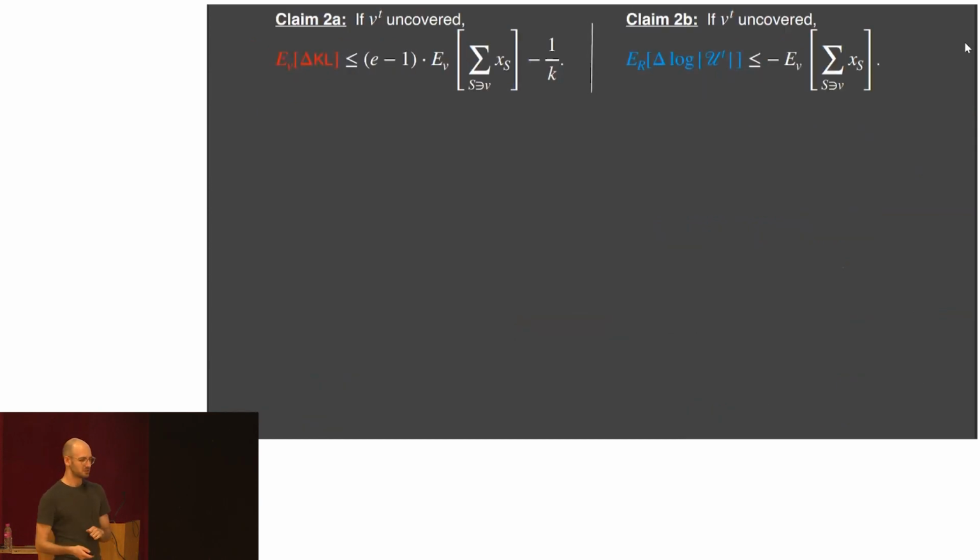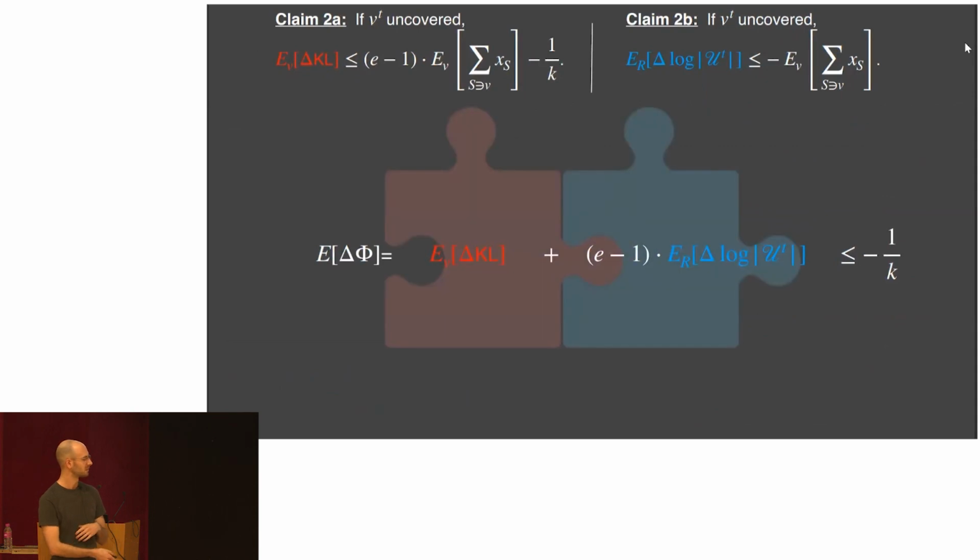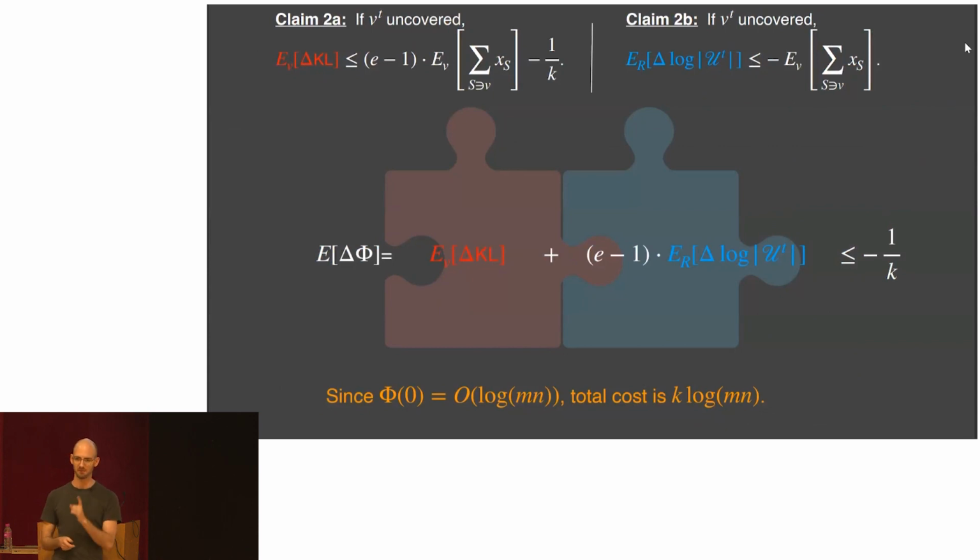Okay, so I'm not going to really do this proof, but roughly here's how it goes. So we can bound the change in the KL divergence by this expression, and you can bound the change in the blue part by this expression. The important part is that the KL divergence has a positive term and a negative term, and the positive term looks a lot like the negative term in the blue part, just scaled. And so if you set these C1 and C2 appropriately, you can basically make the decrease negative 1 over k, which is what you wanted. And so these things fit into each other nicely, and we get our proof. Okay, so this is how we argue that the total cost is k times log mn. Any questions?